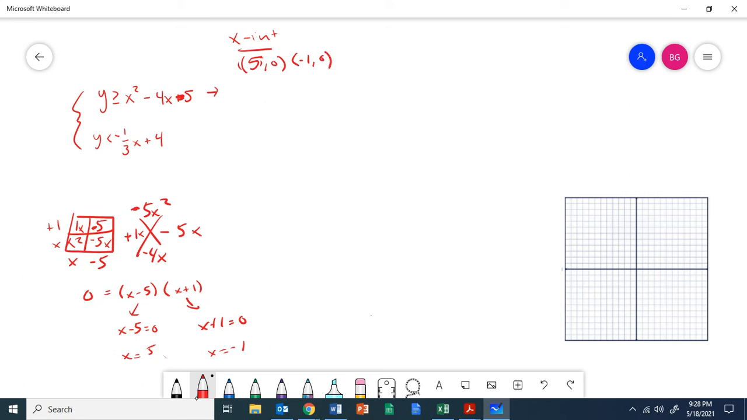Now to find the vertex, remember to find that vertex, what you're going to do is, if you think you remember, what is it?